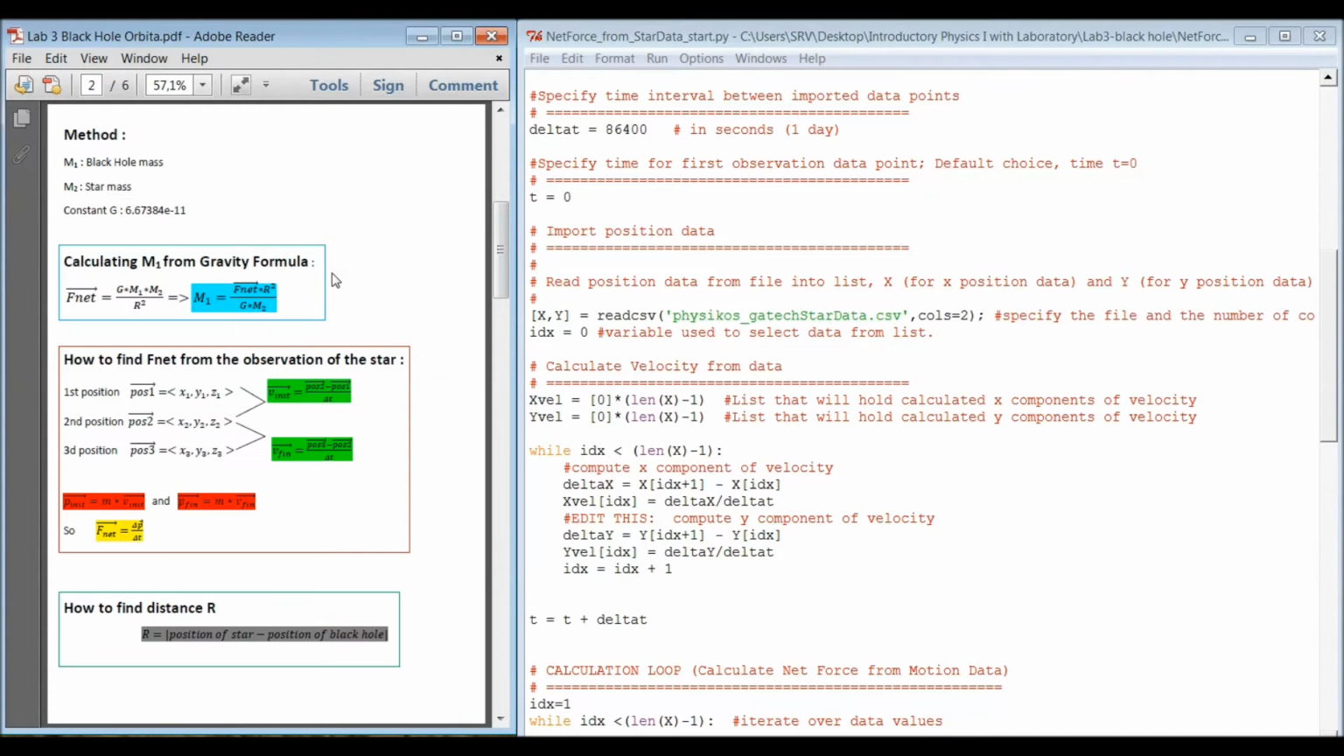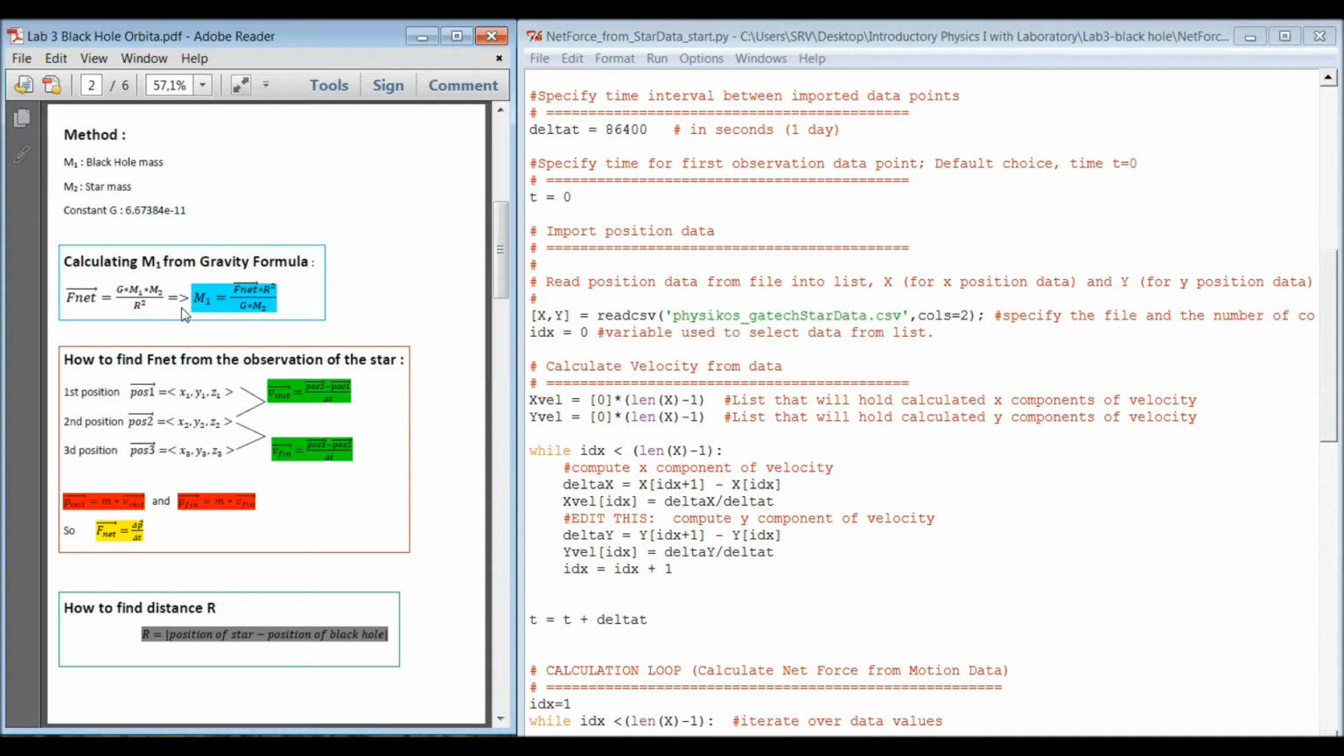So how do we calculate the mass of the black hole? It's very simple. We begin from the gravity formula, where m1 is the black hole mass, m2 is the star mass, and there is also the constant G. Then we solve for m1. In order to do this, we first have to find Fnet.